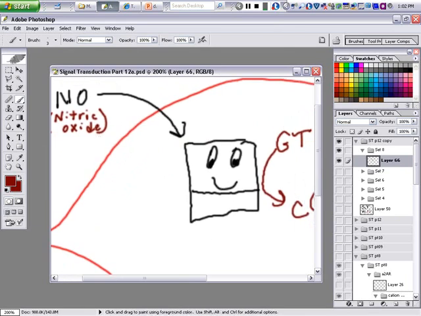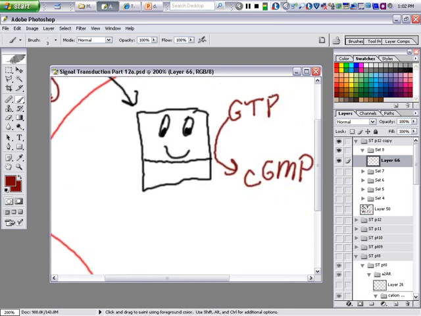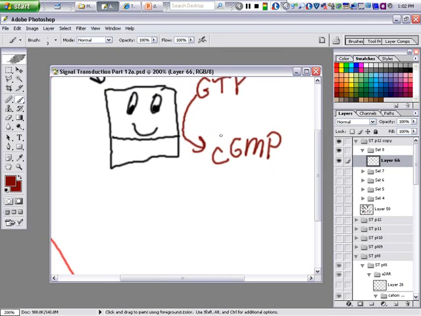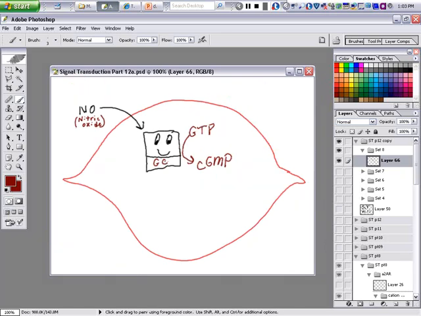Okay, let us continue. Nitric oxide goes into the cell. It activates this enzyme that converts GTP into cyclic GMP. We need to give a name to this enzyme before we continue. What is the name of the enzyme which converts ATP into cyclic AMP? Adenylyl cyclase. So, what's the name of the enzyme that converts GTP into cyclic GMP? Guanylyl cyclase. So there we are.